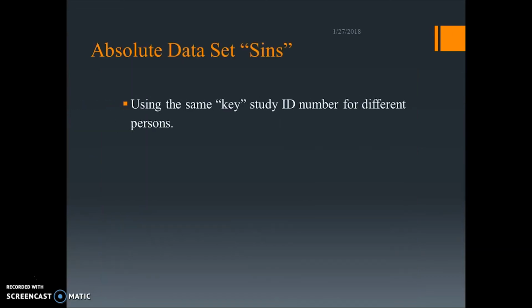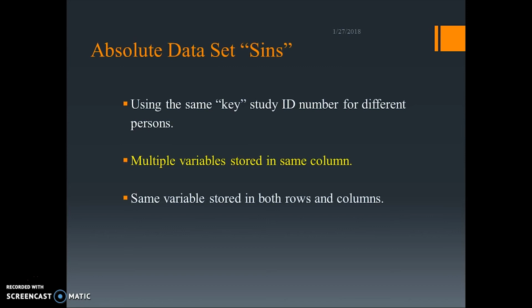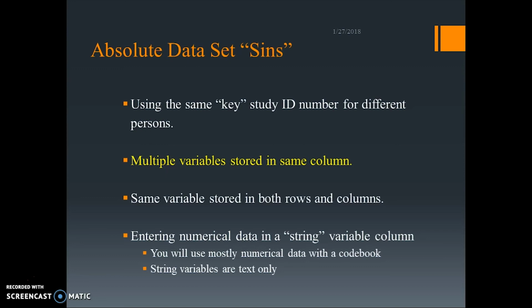Absolute data set sins. Using the same study ID number for different persons, obviously that won't compute properly. Multiple variables stored in the same column, exactly what I was just talking about. I used to let residents send me data with multiple variables in the same column. For example, it would say 1, 2, 3, or 2, 4, 7. And it took a lot of work to separate it out, so I just want you guys to do it right from the beginning. Same variable stored in both rows and columns, usually not an issue. And then entering numeric data in a string variable column. String data is just text-only data. The main point here is you can usually get away with numerical data with a code book.